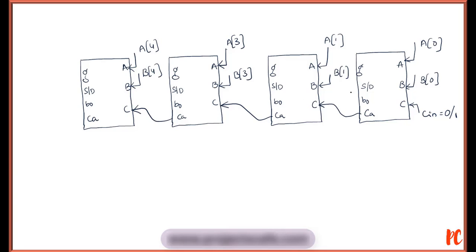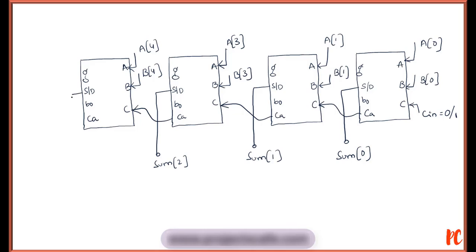And whatever the sum or the difference is, that I am going to get here. I am assuming this to be sum 0, this to be sum 1, this to be sum 2, and finally this to be sum 3. If a carry or borrow is generated at the last stage, it is then moved ahead. This represents my carry at the output stage.